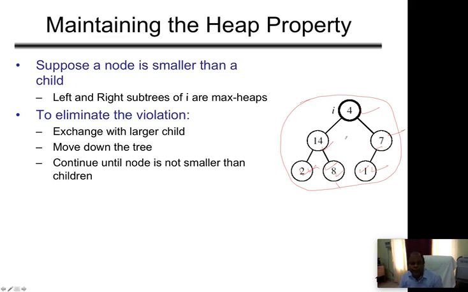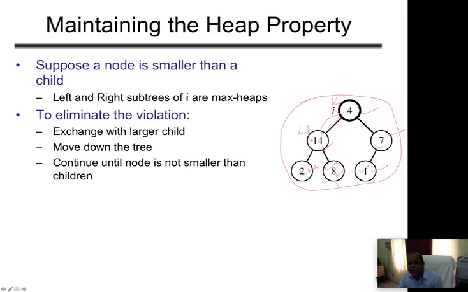Hence, maintaining the heap property is called heapify. Now, in this case, what will happen? 14, 7. Which one is the bigger? They will go to the root. Out of these three, 14 is bigger. Hence, 14 will go here, and 4 will go here.